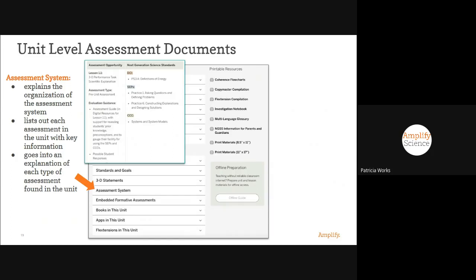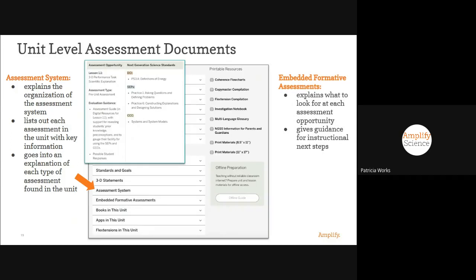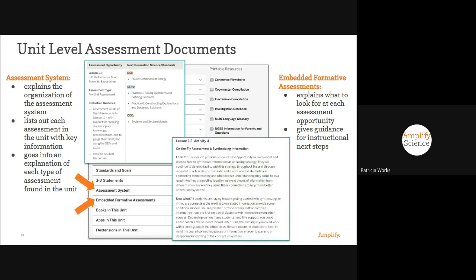So here you see an example from that table that describes the assessment. It shows you what sort of evaluation guidance is there for you, that you can find stuff in the possible student responses and that there's an assessment guide. And then it also tells you which parts of the standards are being addressed by that assessment. The embedded formative assessments, the unit resource that's right down below that, explains what to look for at each assessment opportunity, and then it gives you guidance for instructional next steps.